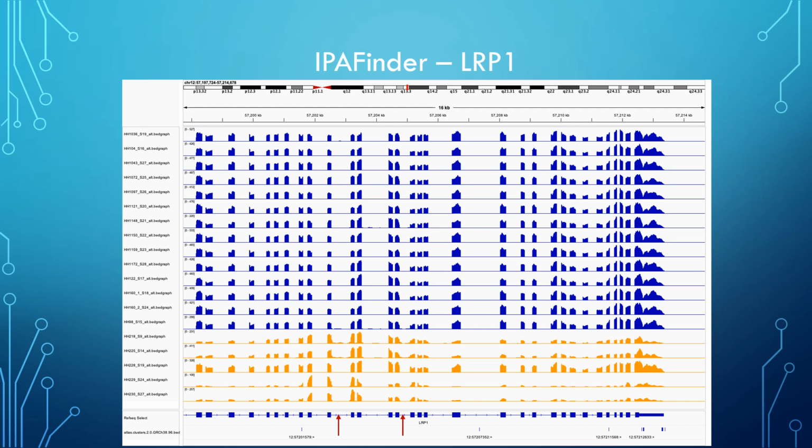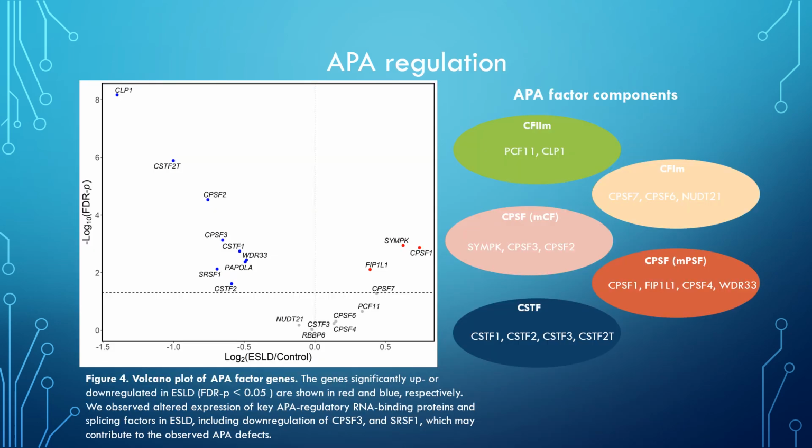Another example for IPA event changes in ESLD. Here we can see the increased composite IPA events in ESLD for gene LRP1. This is a metabolism-related gene that could contribute to ESLD progression.